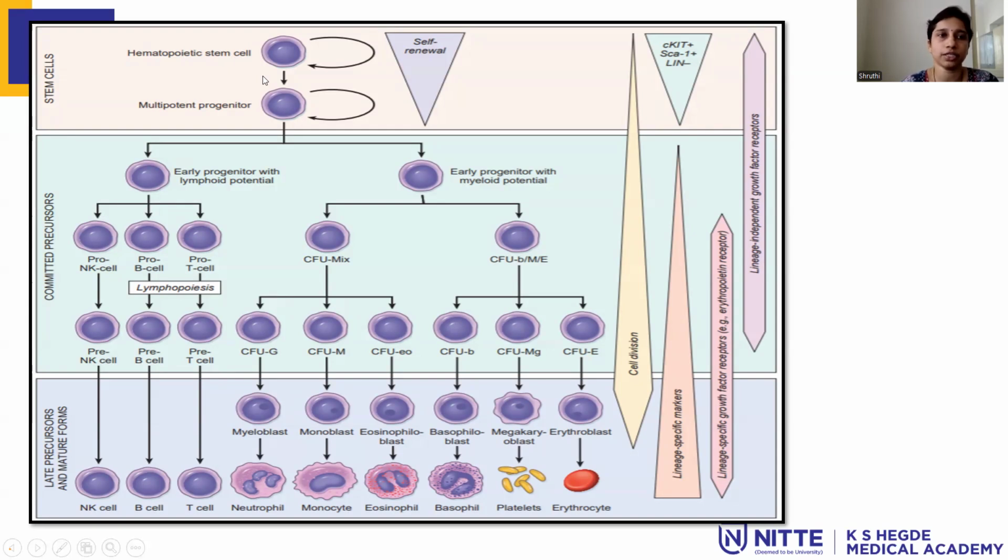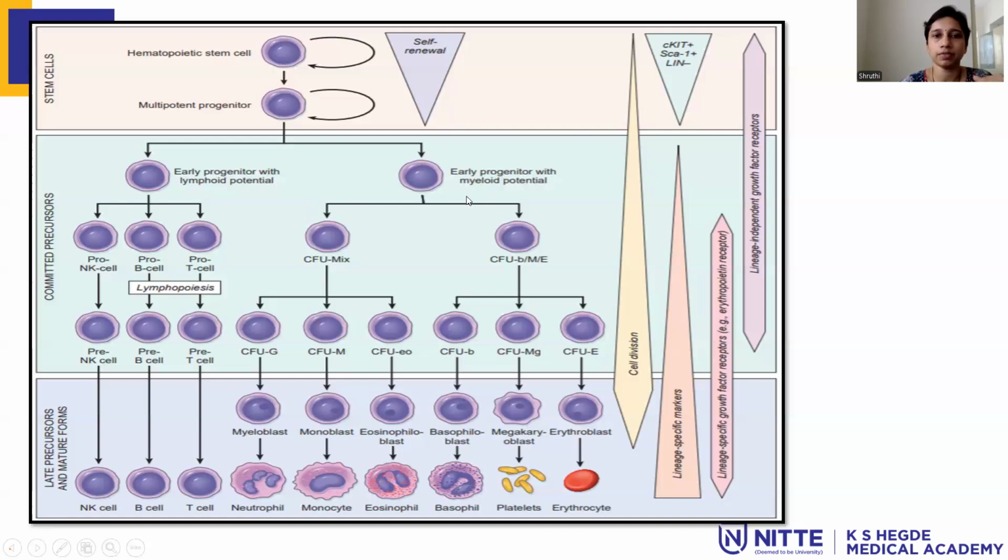They differentiate into multipotent progenitors, then leading to the progenitor with lymphoid potential and the progenitor with myeloid potential. Lymphoid potential cells will differentiate into natural killer cells, B cells, and T cells. So from early progenitor to pro-B, pro-T or NK cell, followed by pre-cell, followed by the most mature cells. Whereas the progenitor with myeloid potential can differentiate into granulocytes, monocytes, platelets, and erythrocytes.